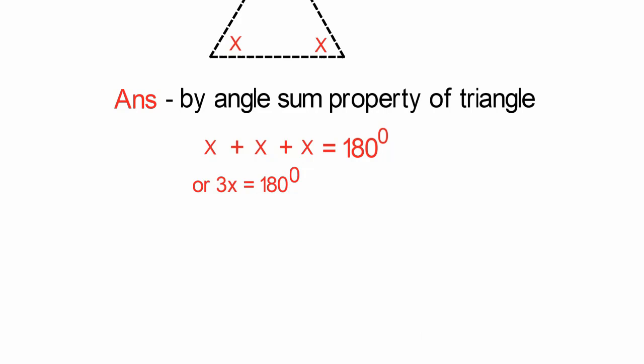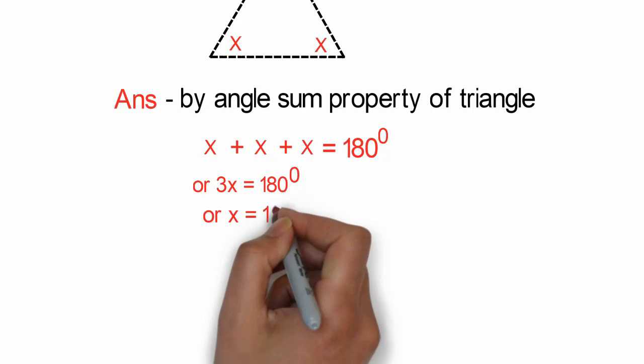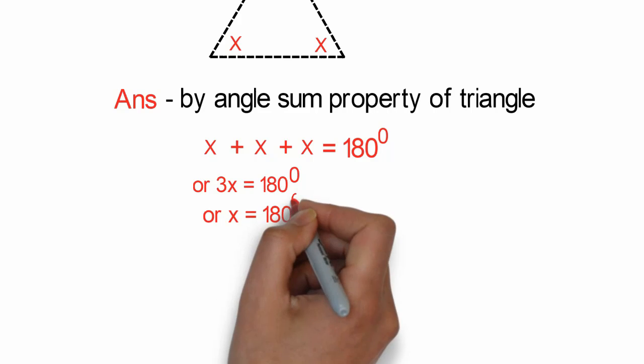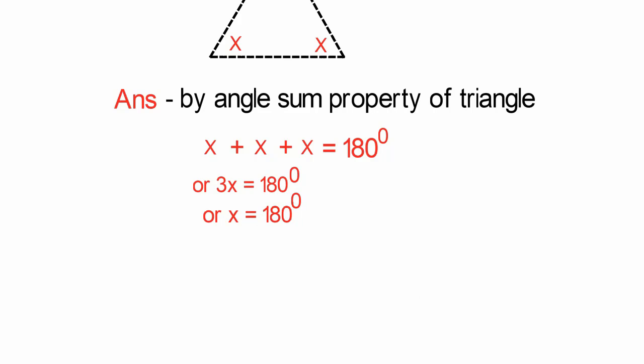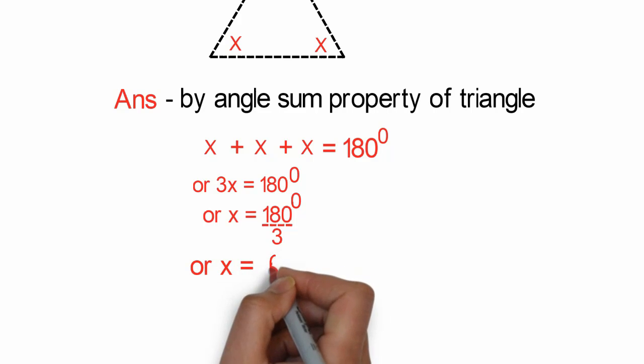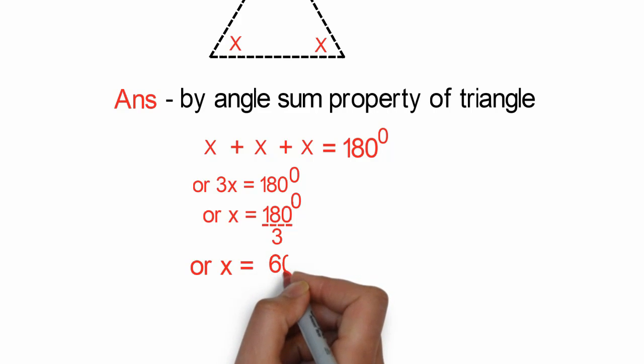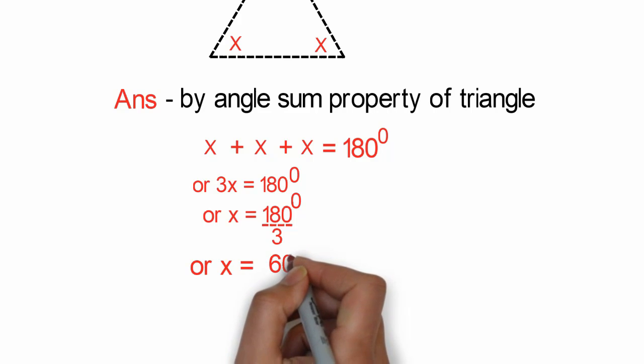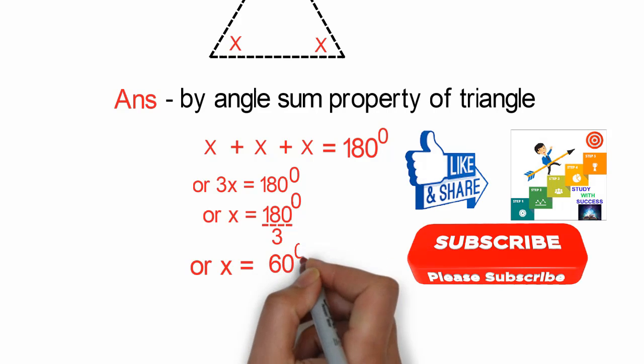Now for finding the value of x we have to take 3 to the other side. So it will go to division, since on the left hand side it is in multiplication. So after dividing we get x equal to 60. 3 6 18, 60 degrees. 0 will be written as it is.